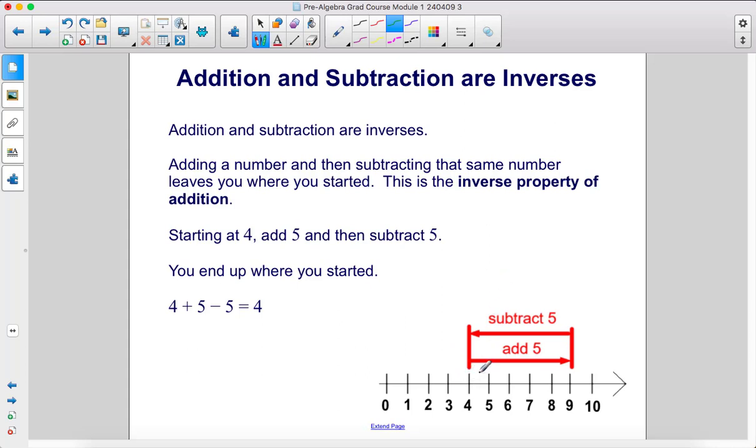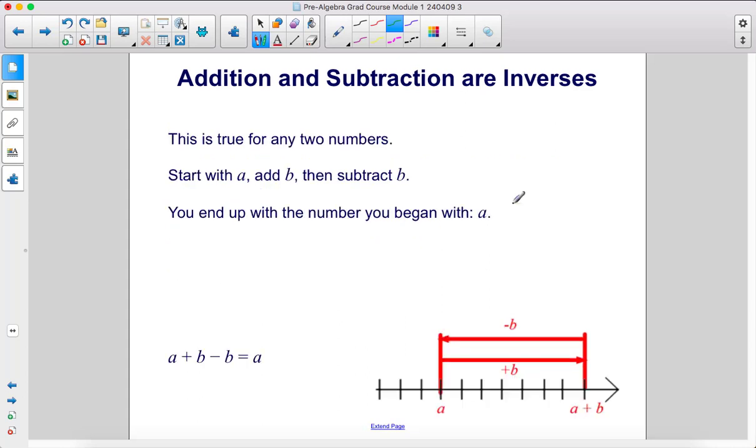Starting at 4, if we add 5, we end up at 9. But then if we subtract 5, we end right back at 4. This is true for any two numbers. Start with A, add B, and then subtract B. You end up with the number you began with, A.